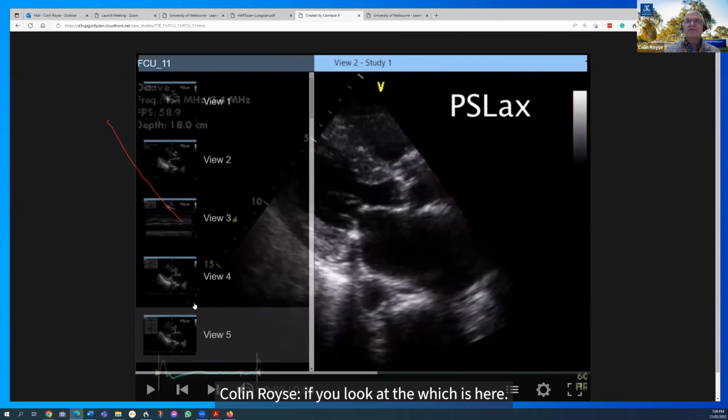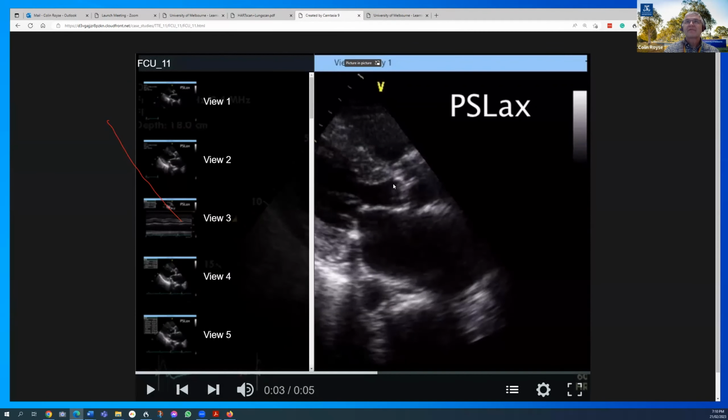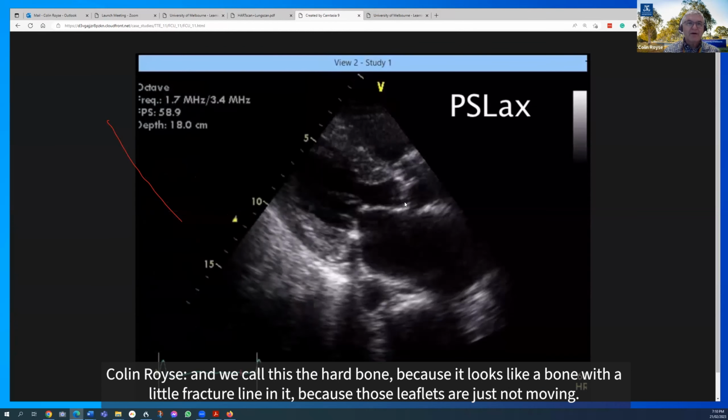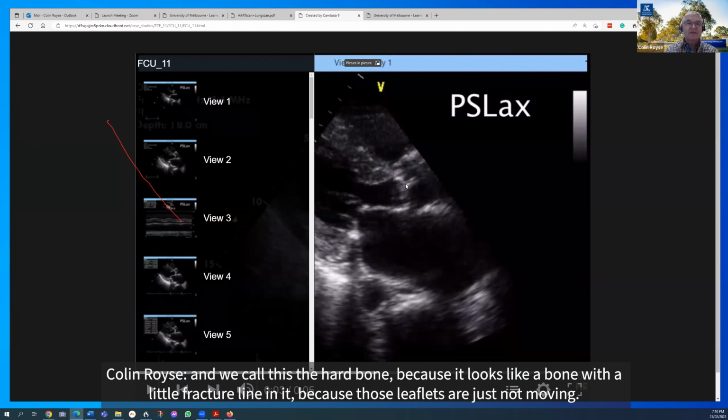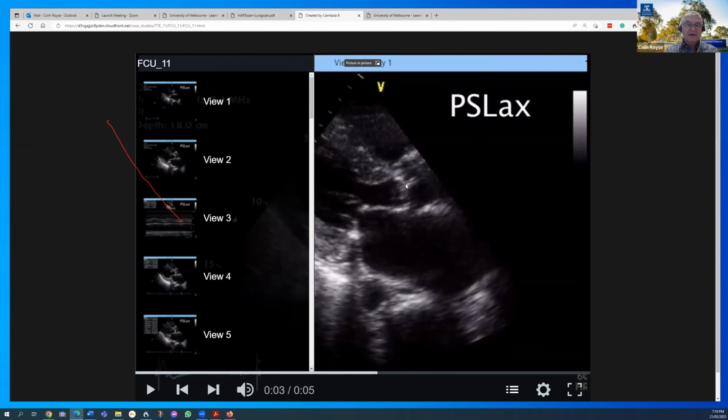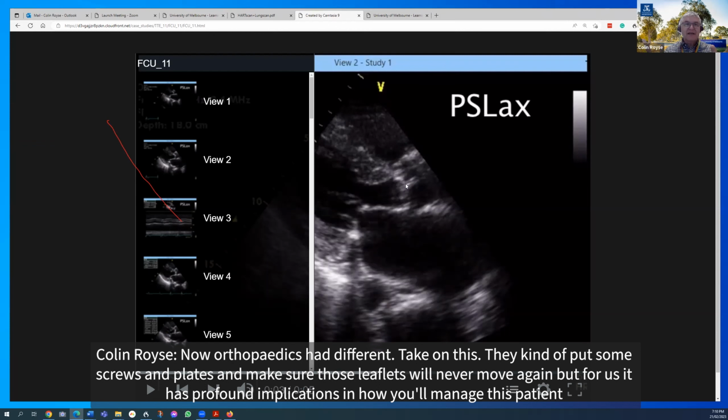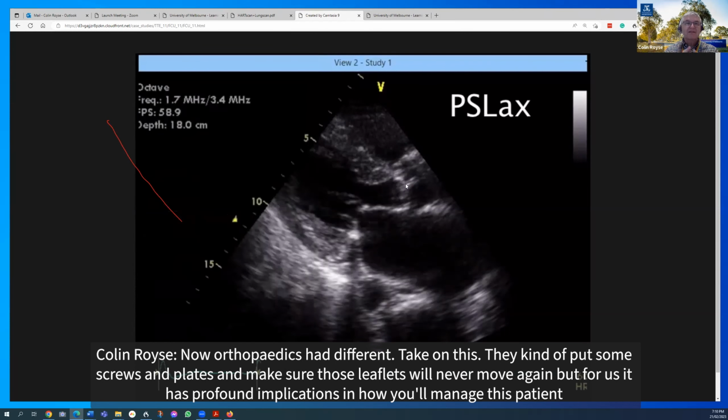If you look at the aortic valve, which is here, it's bright, it's thick, and barely opens. And we call this the heart bone because it looks like a bone with a little fracture line in it because those leaflets are just not moving. Now, orthopedic colleagues had a different take on this. They kind of put some screws and plates and make sure those leaflets will never move again.